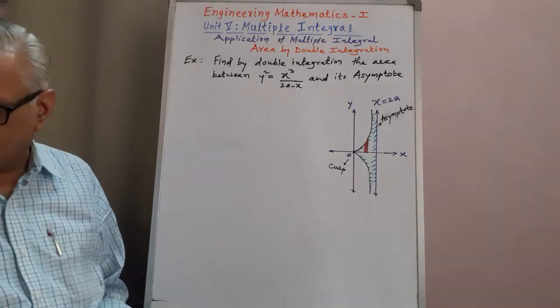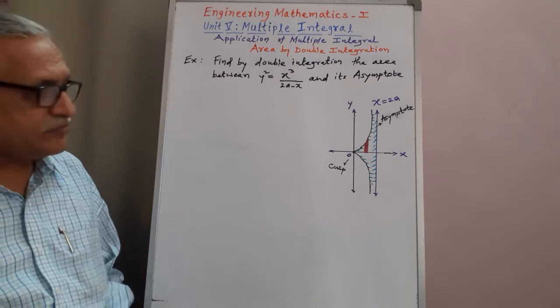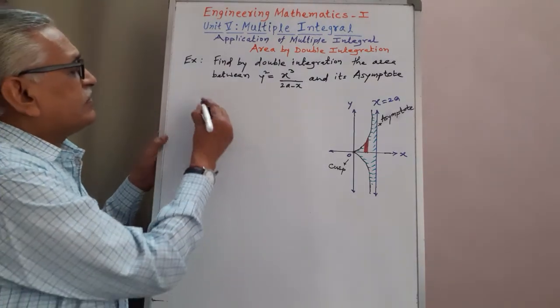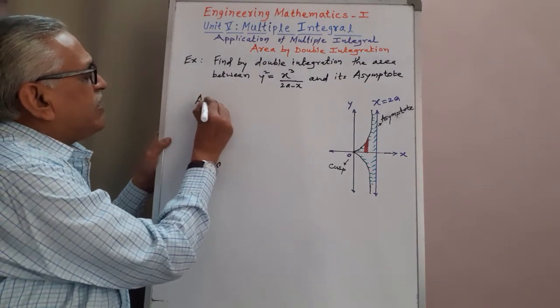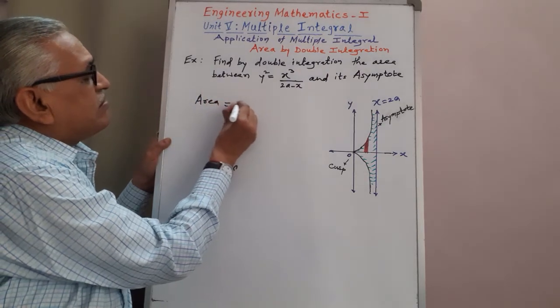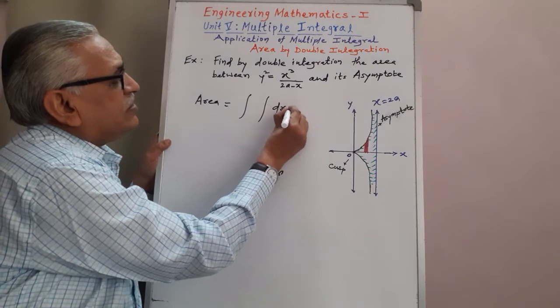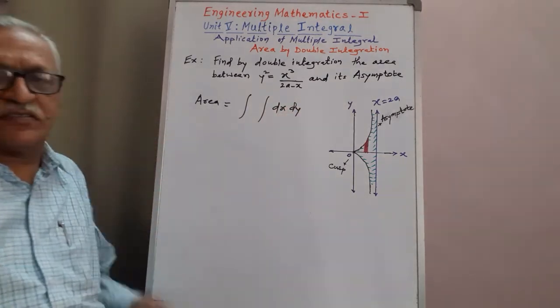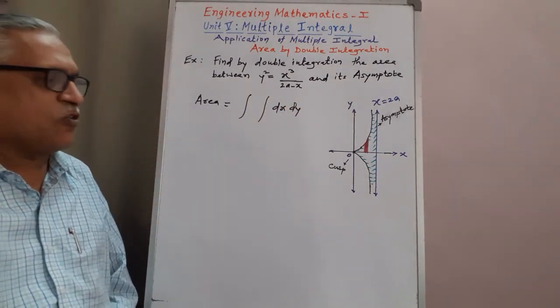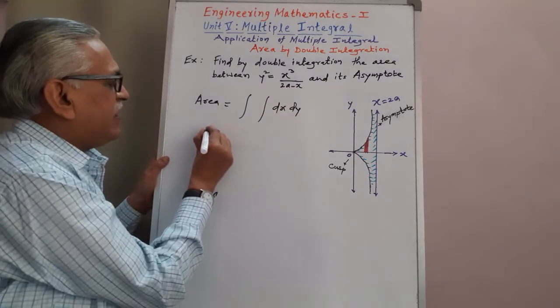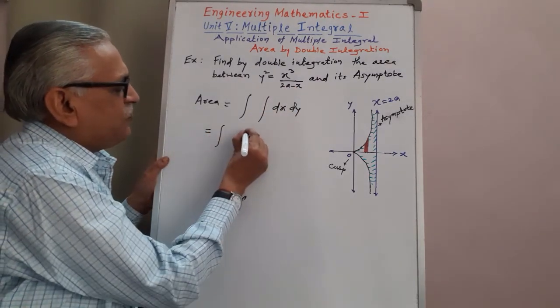And therefore, as per that figure, the area is given by double integration of dx dy. This is the formula by which we can find the area.